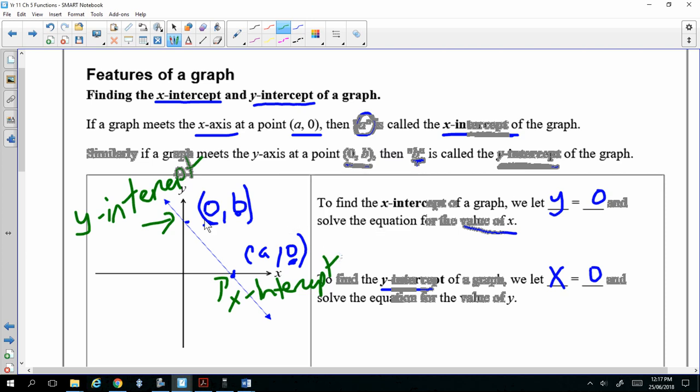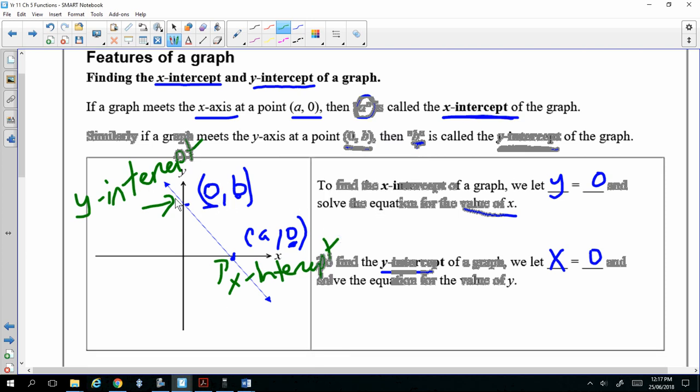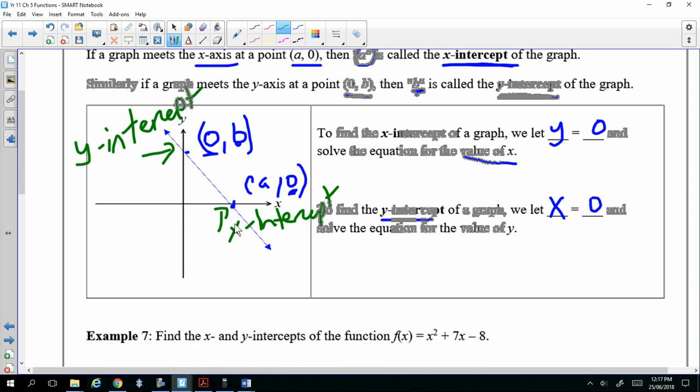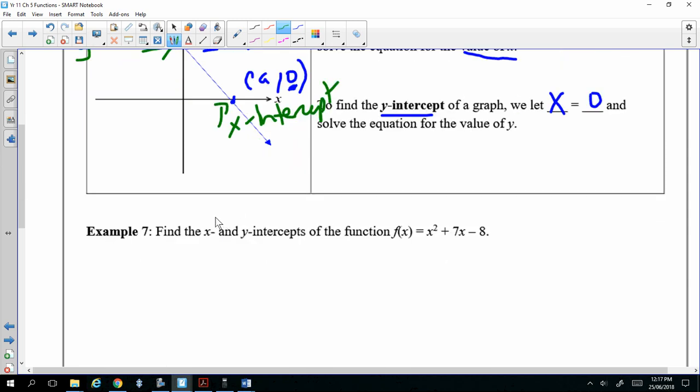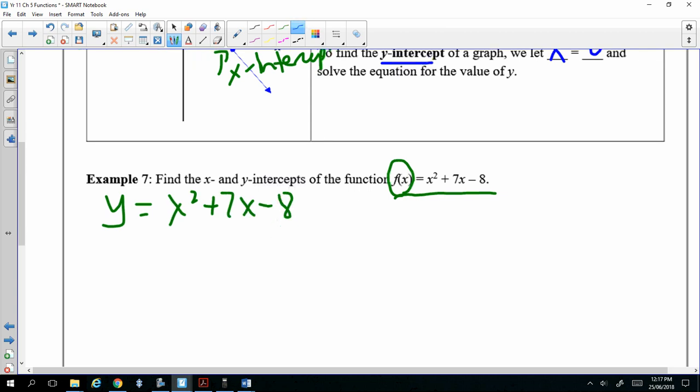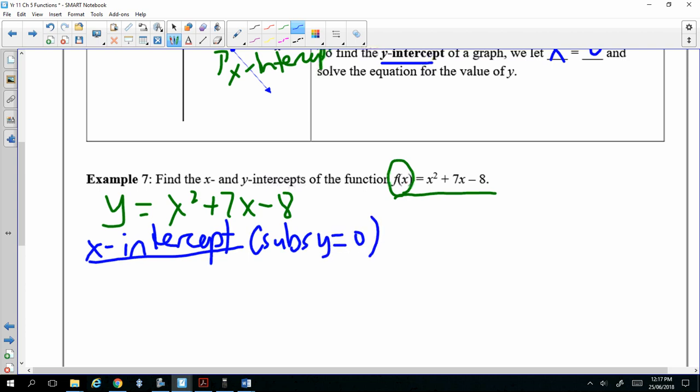Let's do an example. We're not going to draw the graph yet. We'll just find the x and y-intercept of this function. So how do you find the x-intercept? There's no y in it, so you write y equals x squared plus 7x minus 8. And then you write down, I'm going to find the x-intercept. And how do you find the x-intercept? You substitute y equal to 0, which gives you a quadratic equation. And the question is, how do you solve this equation?